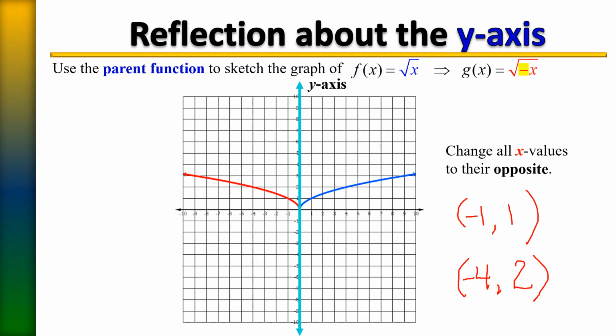So again, when you want to reflect an image about the y-axis, all you have to do is use the parent function, take a few points from there, and change all the x values to their opposite.